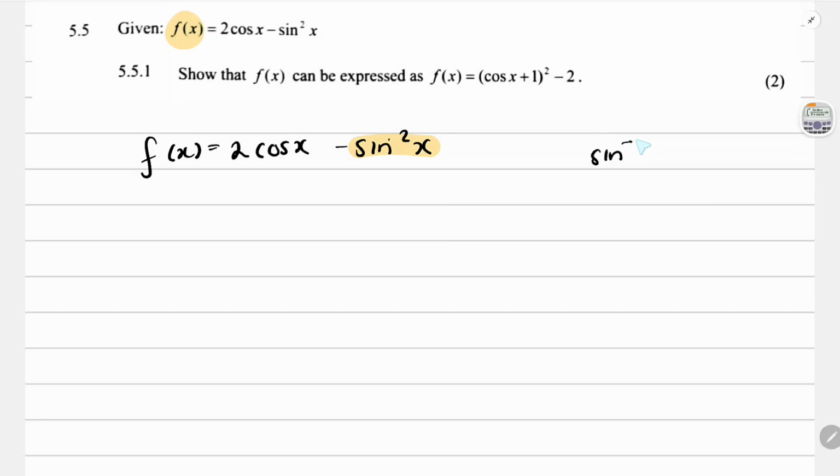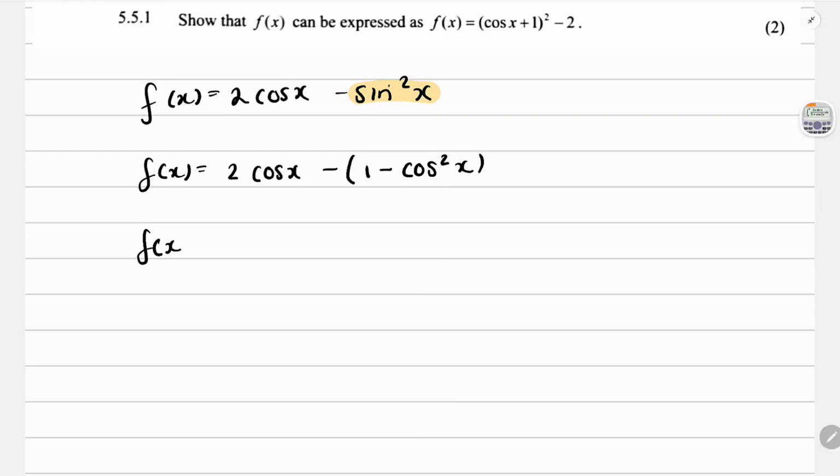You know that sine squared x is equal to 1 minus cos squared x. So we're going to change it to that. So we have f of x is equal to 2 cos x minus, now that becomes, we need to put brackets because we have two terms. So that's 1 minus cos squared x. Okay, so f of x is equal to 2 cos x, and that distributes and becomes a -1 and becomes a positive cos squared x.